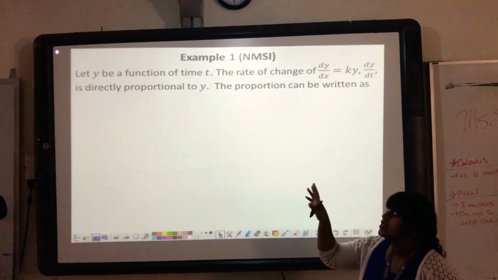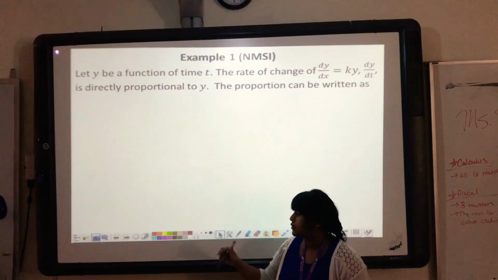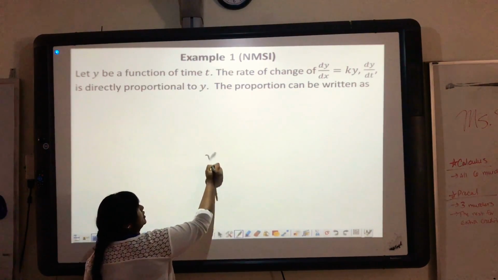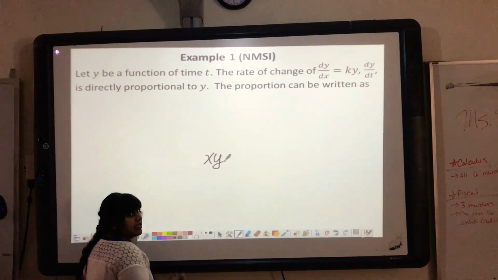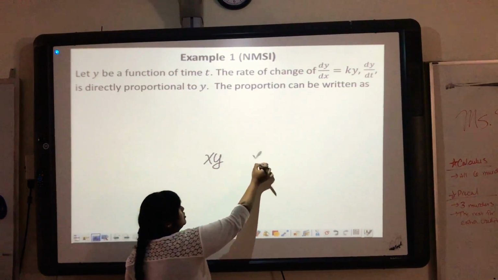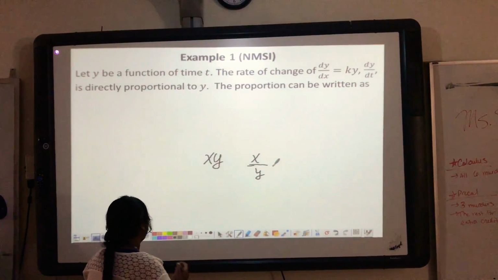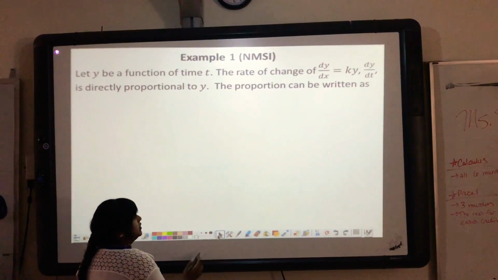First things first, let's talk about directly proportional versus inversely proportional, just a brief reminder of what that means. Directly proportional means my x and y are usually multiplied, whereas inversely proportional usually has 1 over something, or some sort of fraction involved.